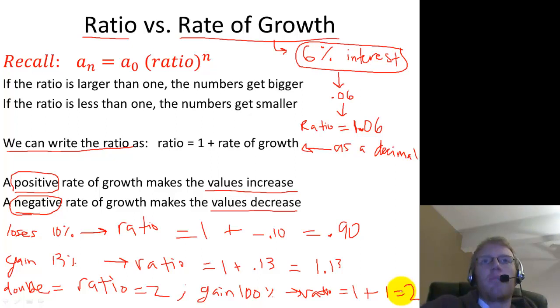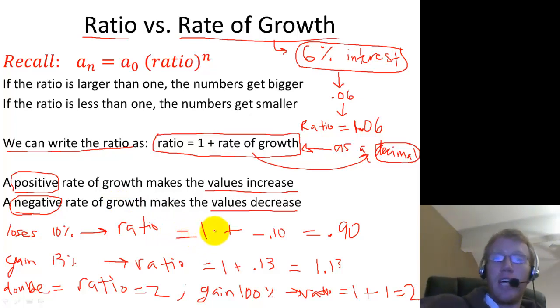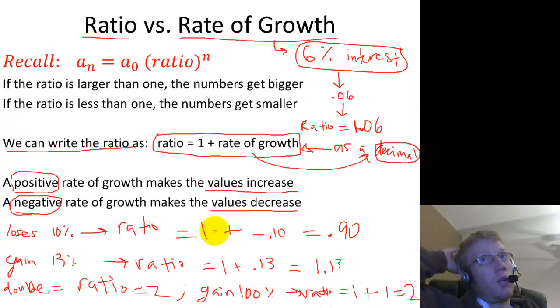Okay, so these are all different examples of how the ratio and the rate of growth are related. Remember that the formula here is ratio equals 1 plus rate of growth, and you have to remember to convert rate of growth into a decimal value. And so your final ratio should be bigger than 1 if you're gaining money, and less than 1 if you're losing money. Okay, so that's it for this formula on exponential growth.